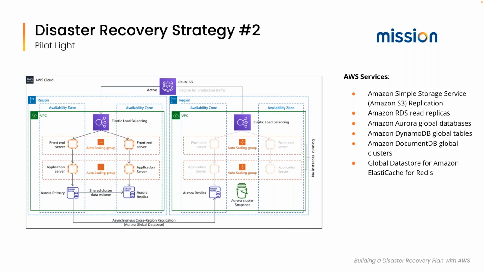Now, the other services that you can utilize for achieving this strategy: if you are using Amazon Simple Storage Service, which is our object storage service offering industry-leading scalability, availability, and security, you can use cross-region replication. That's a functionality that is natively offered by S3. You can use cross-region replication to asynchronously copy all the objects from one S3 bucket in the primary region to another S3 bucket in the DR region continuously.